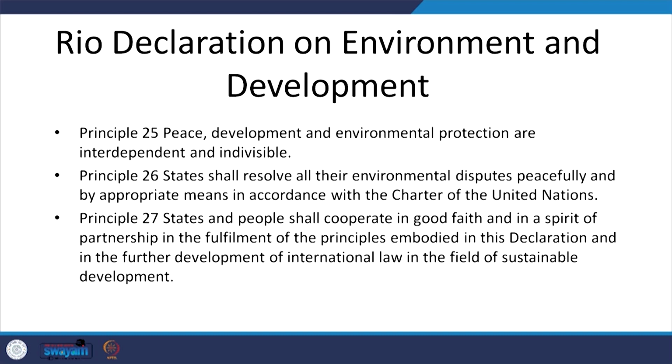And Principle 27, which is the last of the principles of the Rio Declaration, states that states and people shall cooperate in good faith and in a spirit of partnership in the fulfillment of the principles embodied in this declaration and in the further development of international law in the field of sustainable development. And that happened reasonably well. A number of new laws, treaties, protocols were developed in the field of sustainable development, which are being abided by a large number of countries, larger part of the world, and that is why the world is progressing towards sustainable development together.